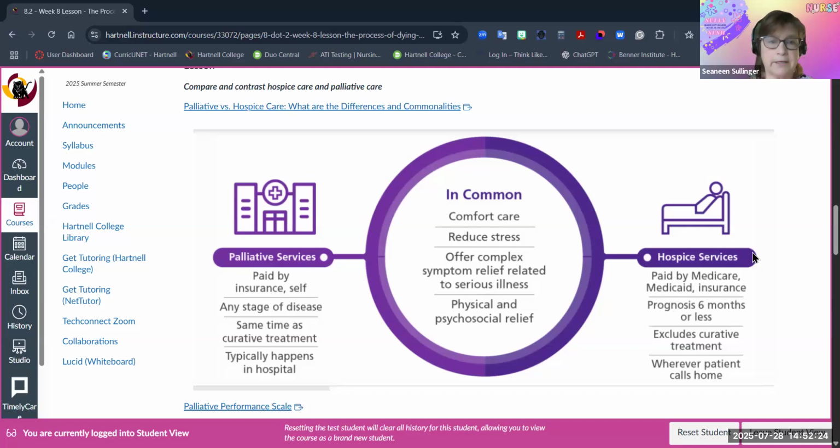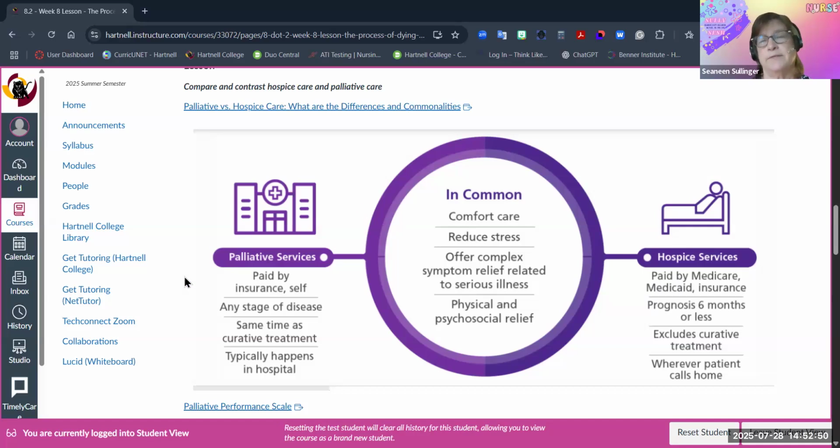And then palliative services could be at any stage of the disease. So this can go on for a very long time. You can still be having curative treatment, because sometimes treatment, chemo, things like that are painful. It will typically happen in the hospital, although it could happen at home or in long-term care facilities. And they both together provide comfort, reduce stress, symptom relief.